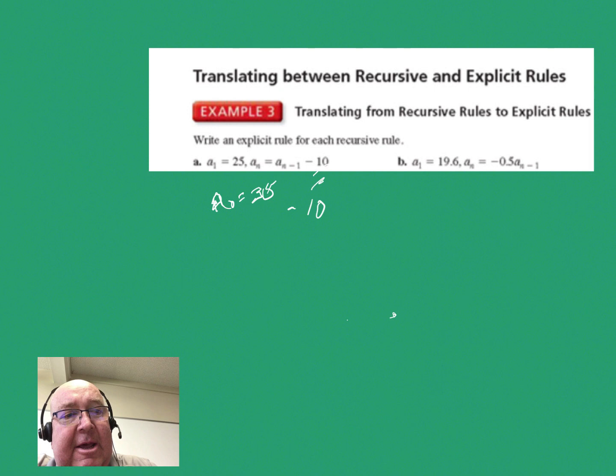So now I can write my equation. A to the n is equal to negative 10n plus 35.